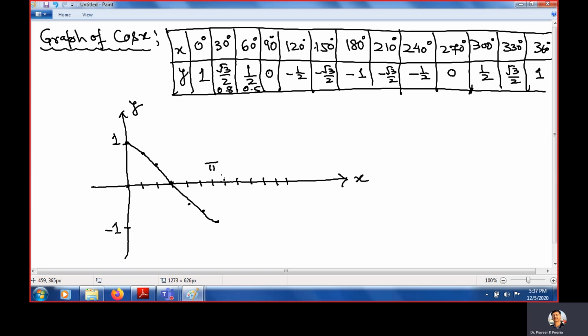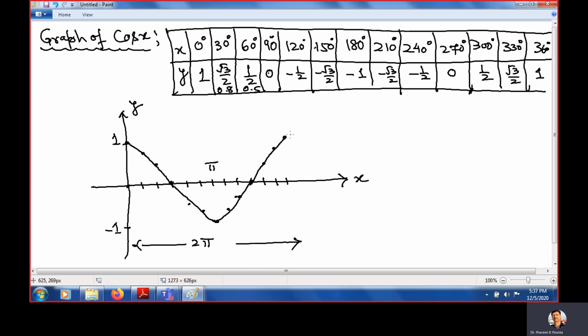180. It is pi here. Now it is again here, here, and it is here, like this one. This is clear. Now this is half, this is root 3 by 2, and this is 1 again. Clear? So this is what? 2 pi interval.